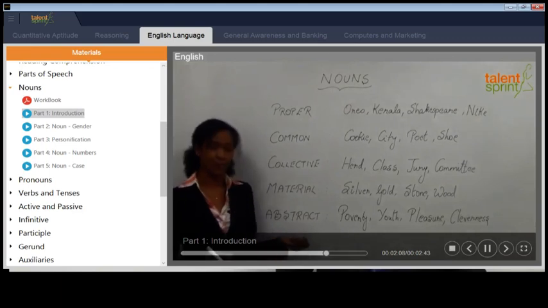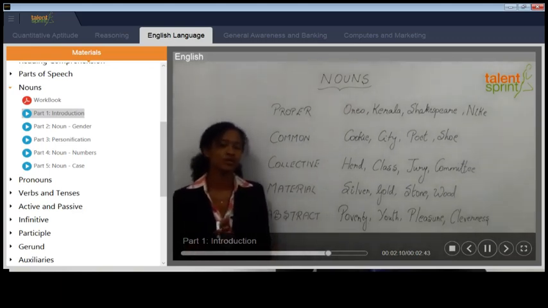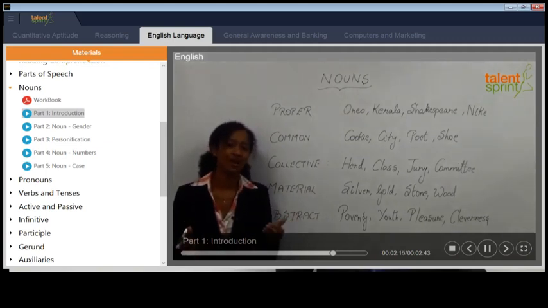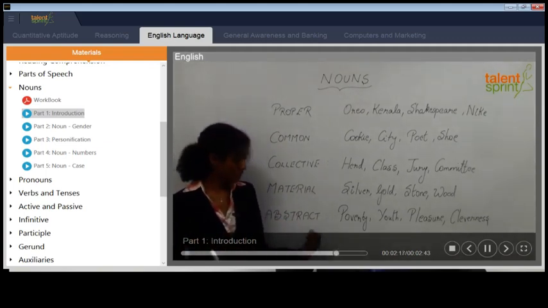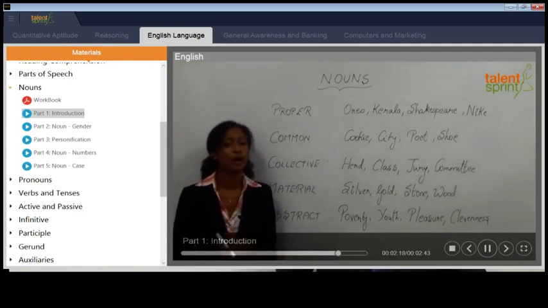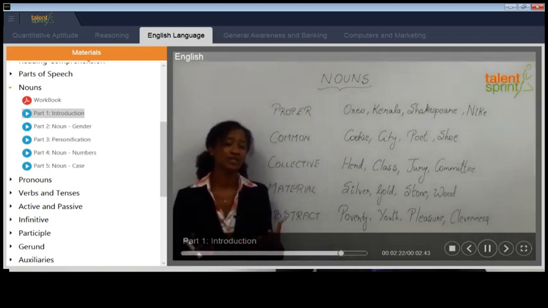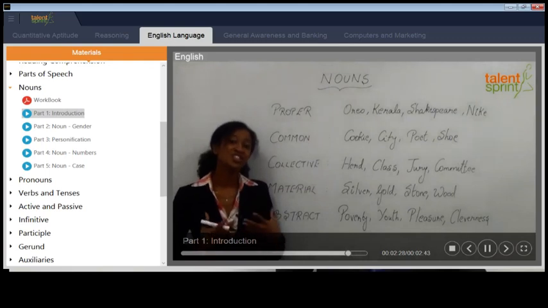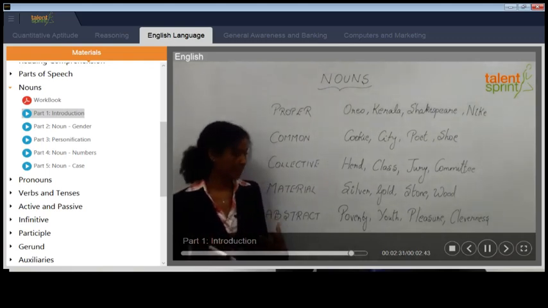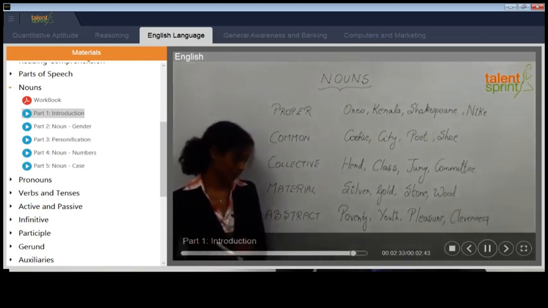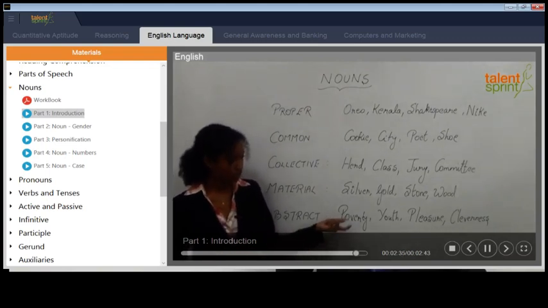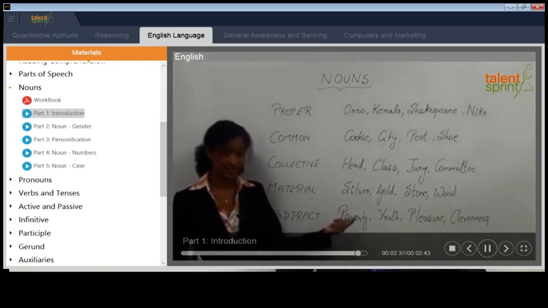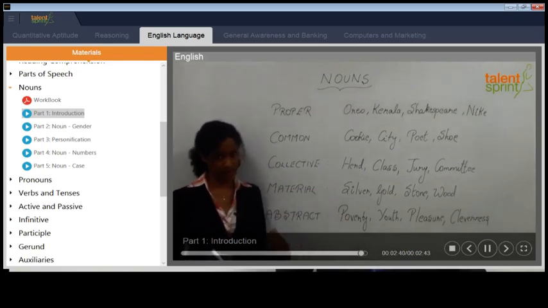Abstract nouns. Abstract nouns again are nouns that are names given to a particular quality, state, or action. Another thing that you need to remember in abstract nouns is it cannot be perceived by any of our five senses, right? It is only understood on continuous observation. So poverty, youth, pleasure, cleverness, these are all abstract nouns, all right?